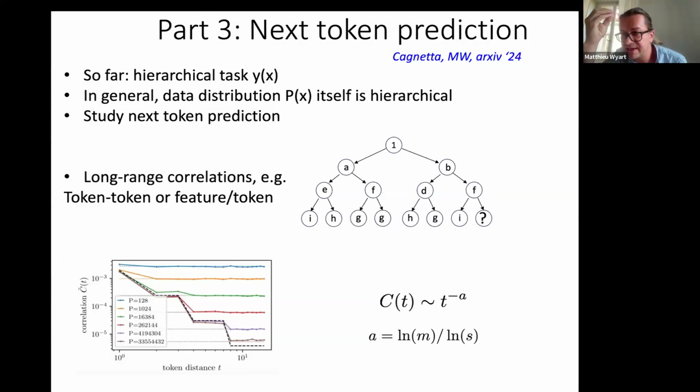So can we use this idea to think about self-supervised learning, masked tokens? So far, I just told you about how you learn a hierarchical task, a function y of x, which is hierarchical. But I mentioned that the distribution itself is going to be interesting. P of x is going to be hierarchical. And so in particular, in a model like that, you can study what happens if you do next token prediction, just like what you do when you train ChatGPT. So a way to model this is, what if I give you many data like that and you train a model to guess the last token here, this question mark.